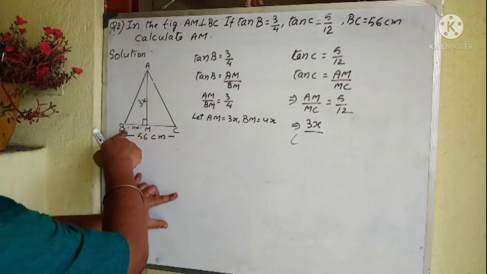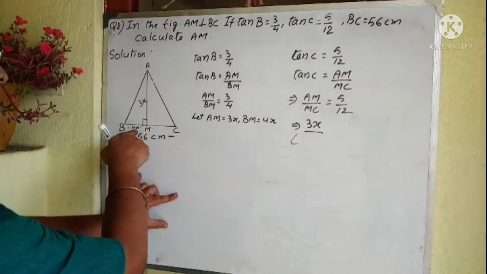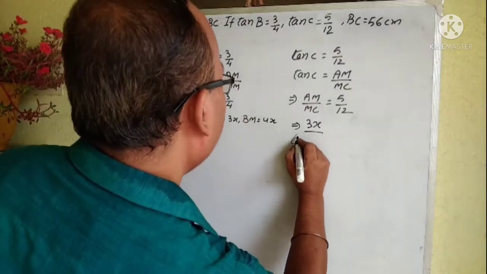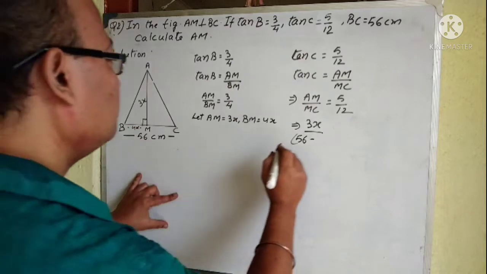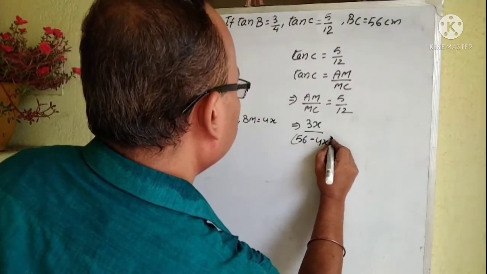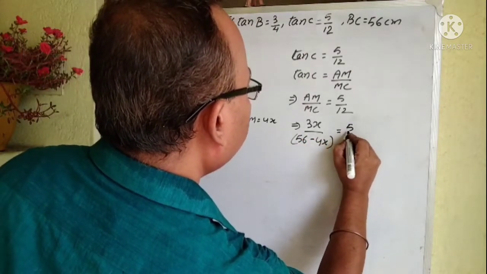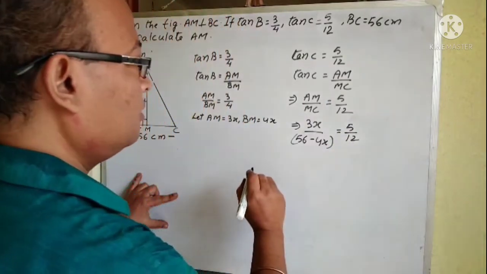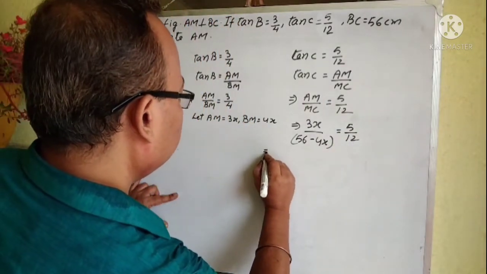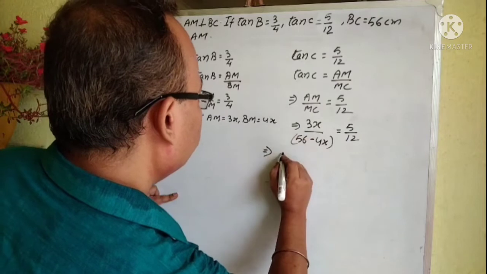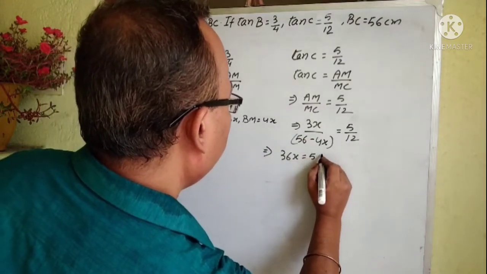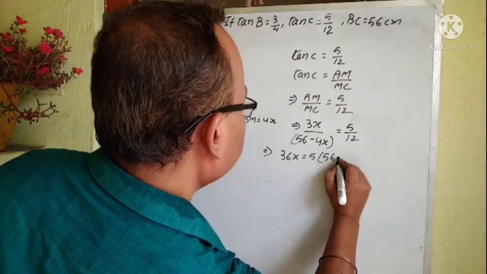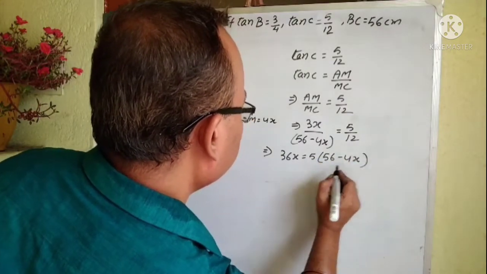MC is how much? This is BC minus BM. So BC is given how much? 56, and your BM is 4x, equal to 5 by 12. So we will solve this. So this will become 36x is equal to 5 into 56 minus 4x.